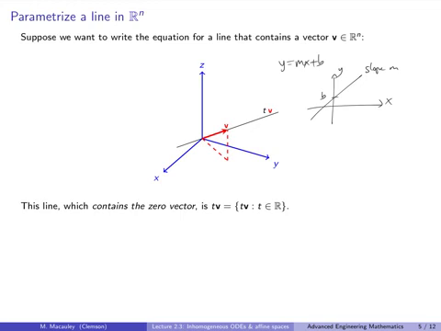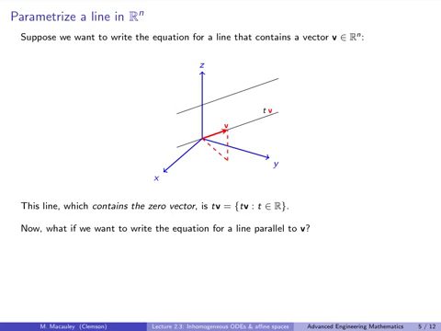Now in R3 you can write lines as intersections of planes, but this is a much simpler method that I'm going to show you, and it works in any number of dimensions. So this line, notice it contains the zero vector, that will be important, is just t times v, where t is any real number. So it's a set of all scalars times v. That is a vector space.